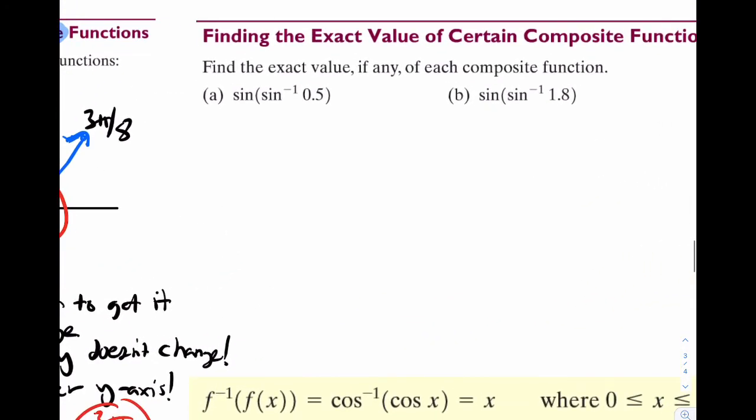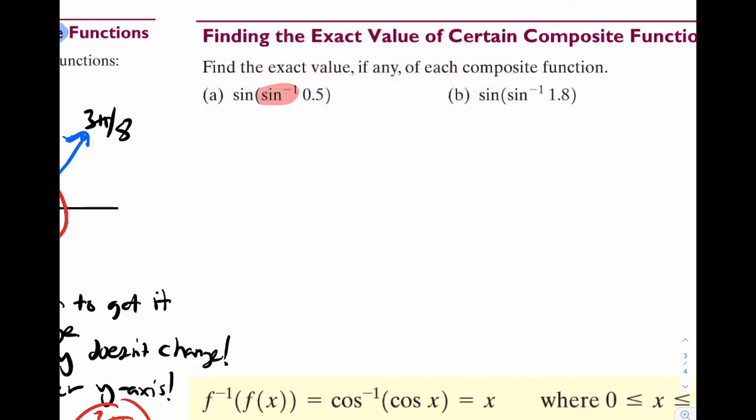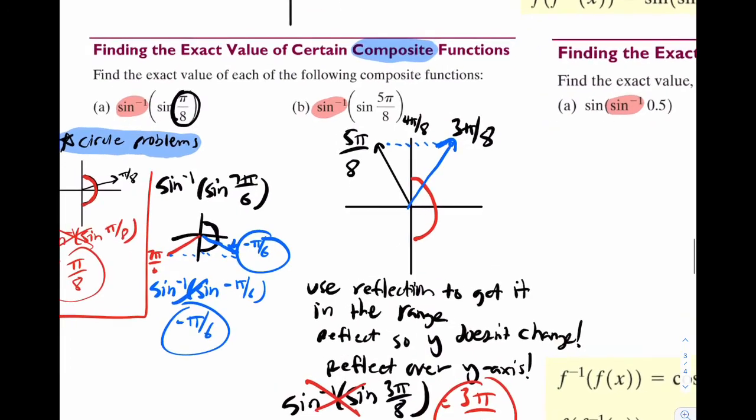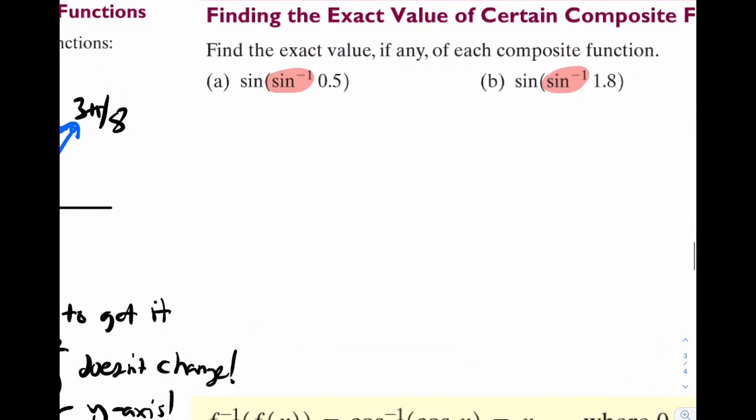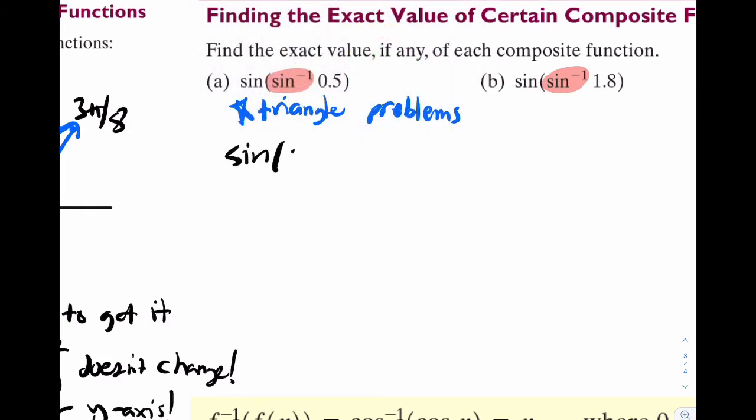These next ones, notice how they're very similar, except highlight where the inverse is located now. They're located on the inside. So see earlier they're on the outside. These are on the inside. So in that situation, what you do is you call these triangle problems. Meaning we're going to draw a triangle. So what's really neat about these is that if I write sine inverse of 0.5, you have to understand that this piece right here, this is an angle. So you can actually just call that theta.